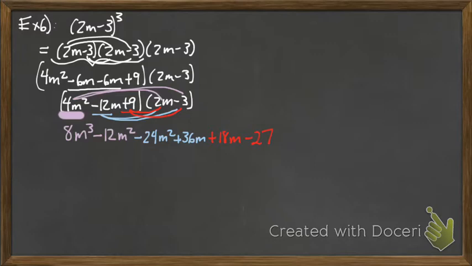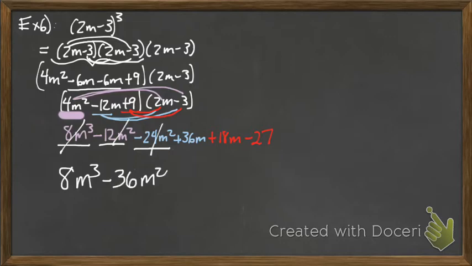So let's add up all the like terms. This is where you kind of have to stay organized and not rush, right? You can easily make a mistake. I only have one cubed term, and that's 8m cubed. Cross that out. I have a negative 12m squared minus a 24m squared. That's going to be a negative 36m squared. I have a 36m plus an 18m. That's going to be what, a 54m. And that takes care of those guys, and then I tack on the negative 27. That's kind of on its own by itself.